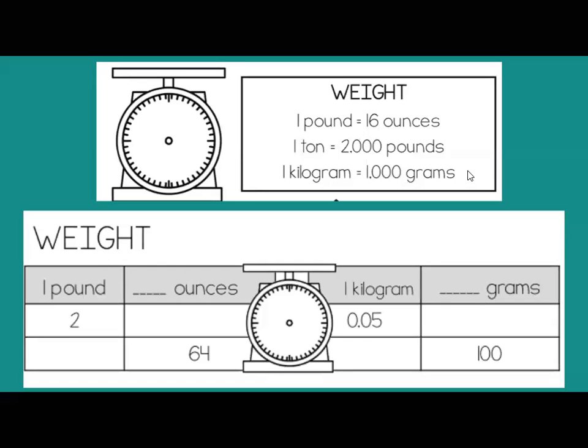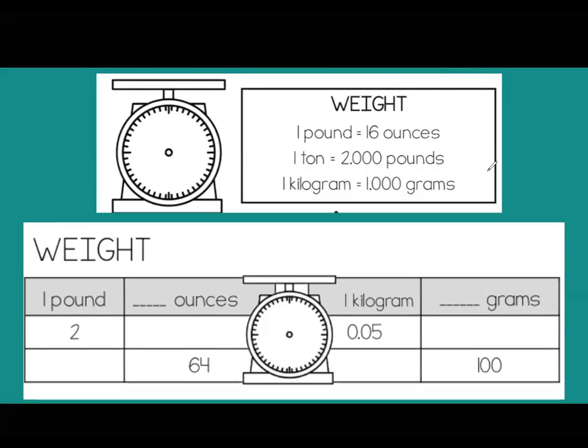All right, now let's take a look at weight. So if we look at our chart, we know that 1 pound is equal to 16 ounces, 1 ton is 2,000 pounds, and 1 kilogram is equal to 1,000 grams. Kilo is a clue for 1,000 grams. So 1 pound is 16 ounces, so we can use that information here.